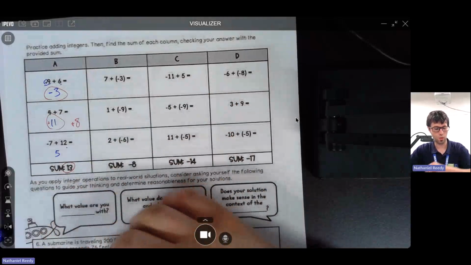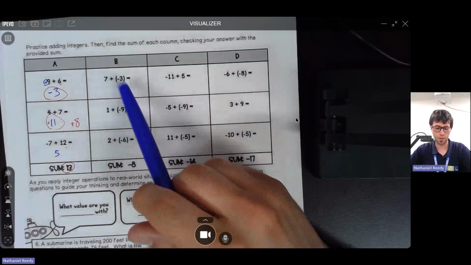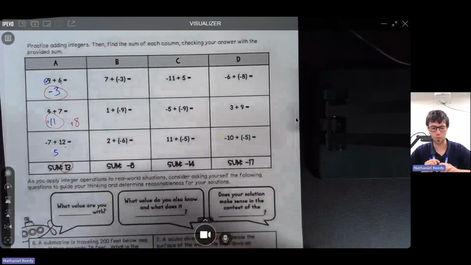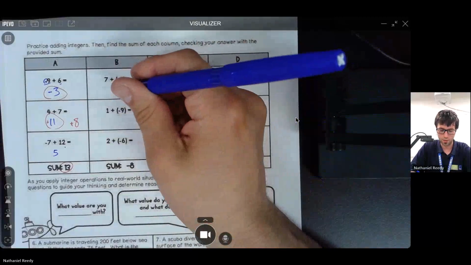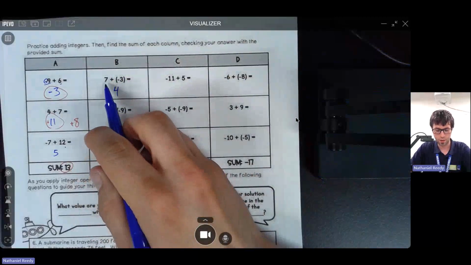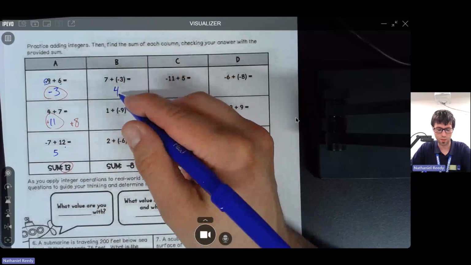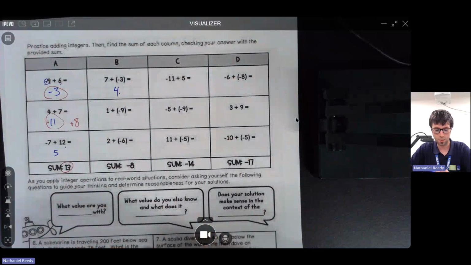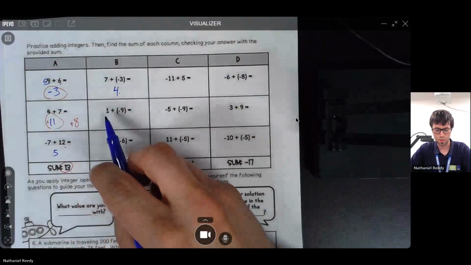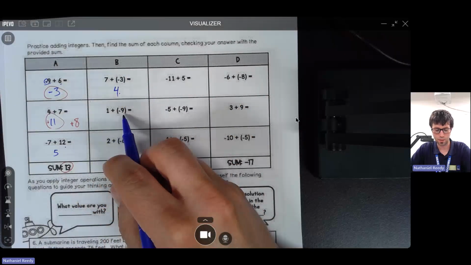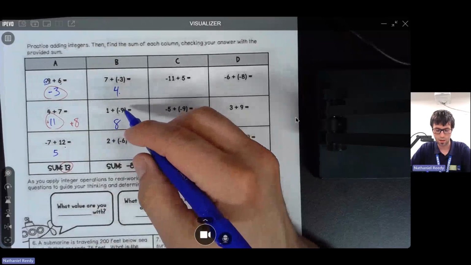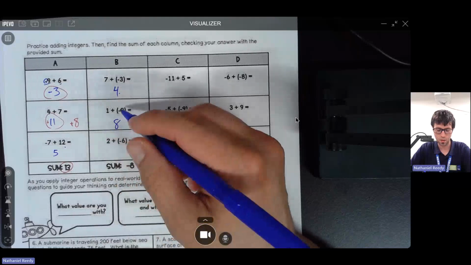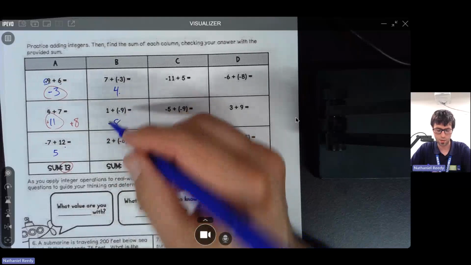Okay, so we have 7 + -3, opposite signs, so we subtract. 7 - 3 is 4. Since 7 is positive and it's the bigger number, that means 4 is going to be positive. 1 + -9. The opposite signs means to subtract. 9 - 1 is 8. And because 9 is bigger and it's negative, we keep that negative sign.